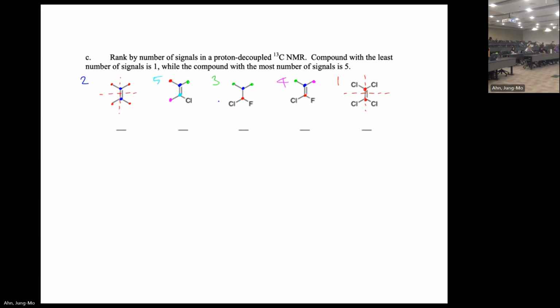So we're going to look at the molecule and figure out how many different types of carbon are in it. And that's the exact number of peaks you're going to see in the proton decoupled carbon-13 NMR. And so if you rank that, what is it? The fewest is 1, the most is 5. So I guess that's the order. 5, 4, 3, 2, 1. Yeah.